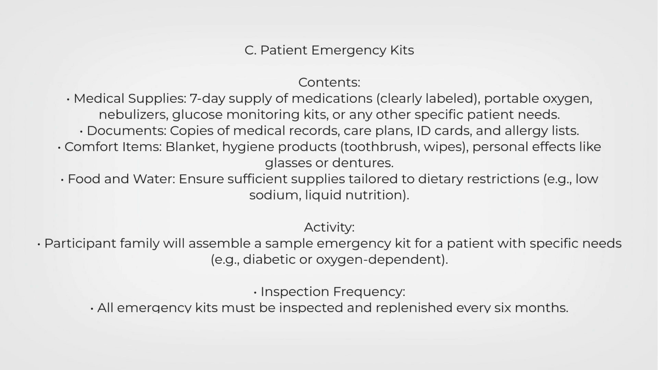Patient emergency kit contents. Medical supplies: 7-day supply of medications, clearly labeled, portable oxygen, nebulizers, glucose monitoring kits, or any other specific patient needs. Documents: copies of medical records, care plans, ID cards, and allergy lists. Comfort items: blanket, hygiene products, toothbrush, wipes, personal effects like glasses or dentures. Food and water: ensure sufficient supplies tailored to dietary restrictions, e.g., low sodium, liquid nutrition.